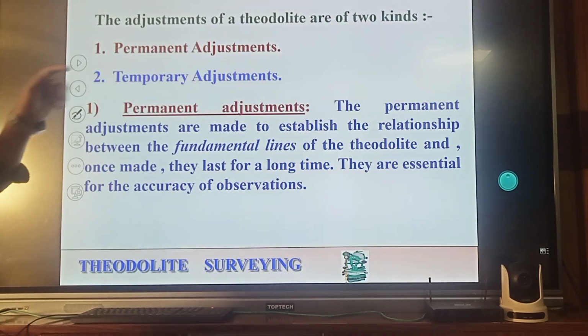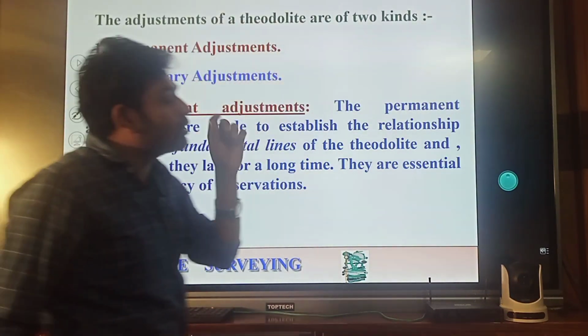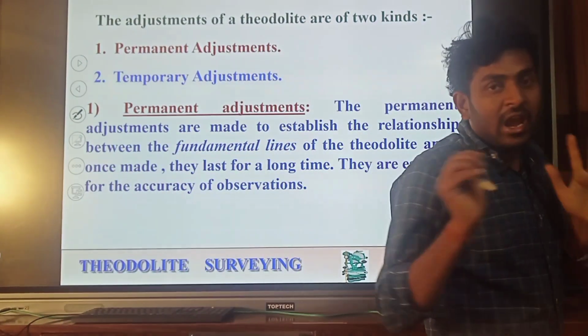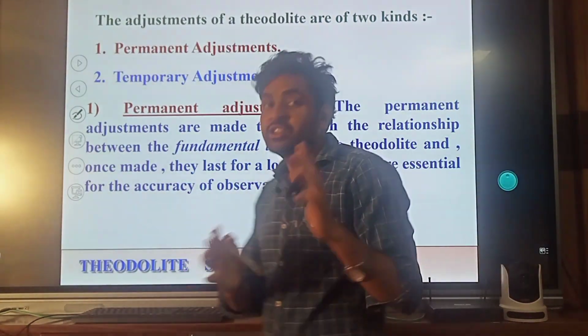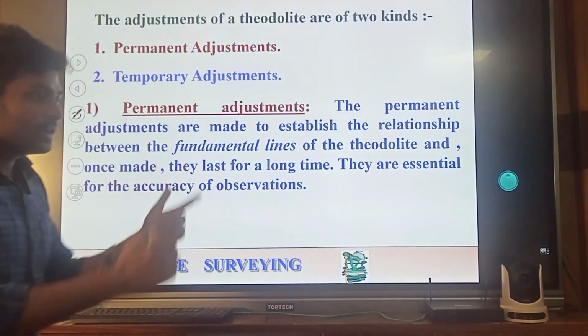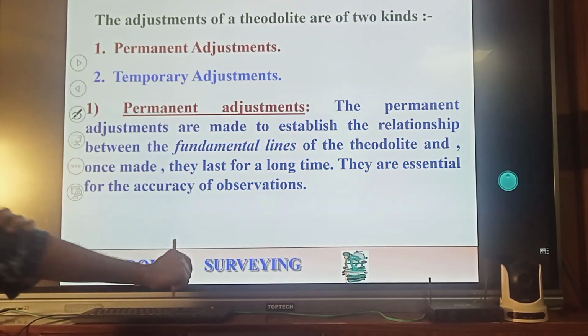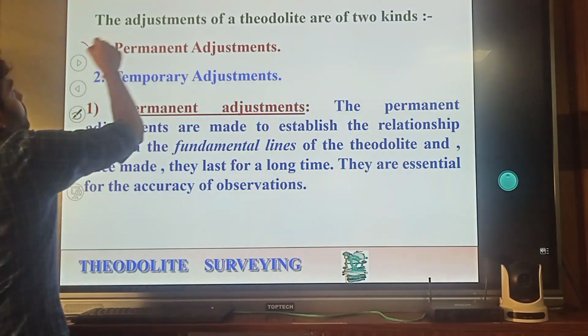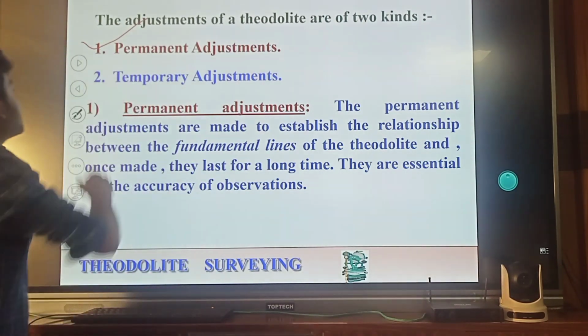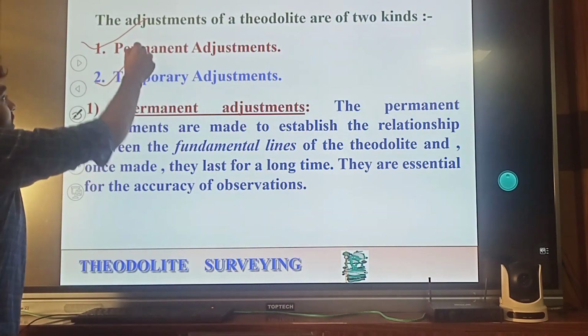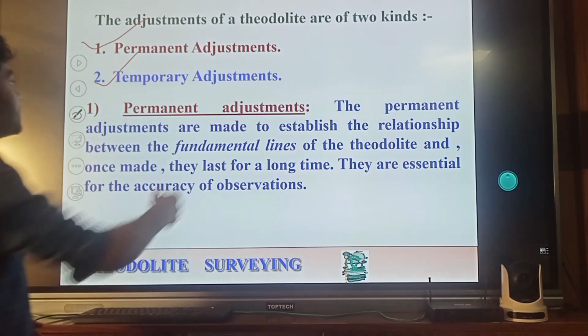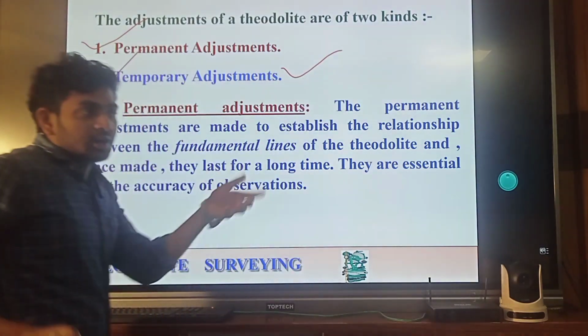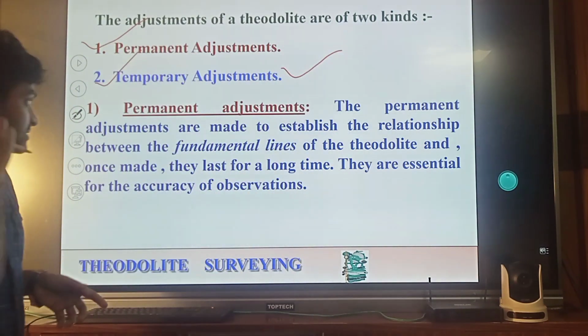Then the adjustment of a theodolite is of two kinds. There are two types of adjustment when we set up the theodolite. The first is permanent adjustment, and the second is temporary adjustment. Mainly we use temporary adjustment for different purposes of work.